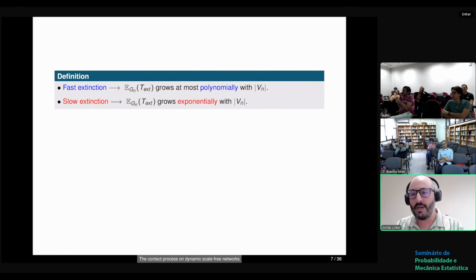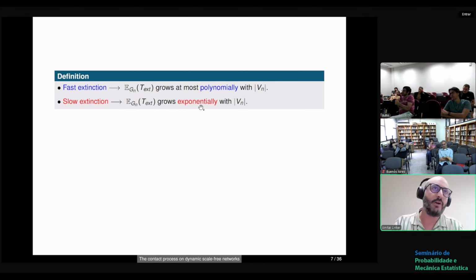Now, with this program in hand, we can give this definition of what is strong and what is weak for the infections. If the infection is weak, then we're going to say that there is fast extinction. What this means is that the extinction time, as a sequence, so for each of these finite networks you take the expected extinction time, then this sequence grows at most polynomially with the number of vertices of the networks. And we're going to say that there is slow extinction if this sequence grows exponentially.